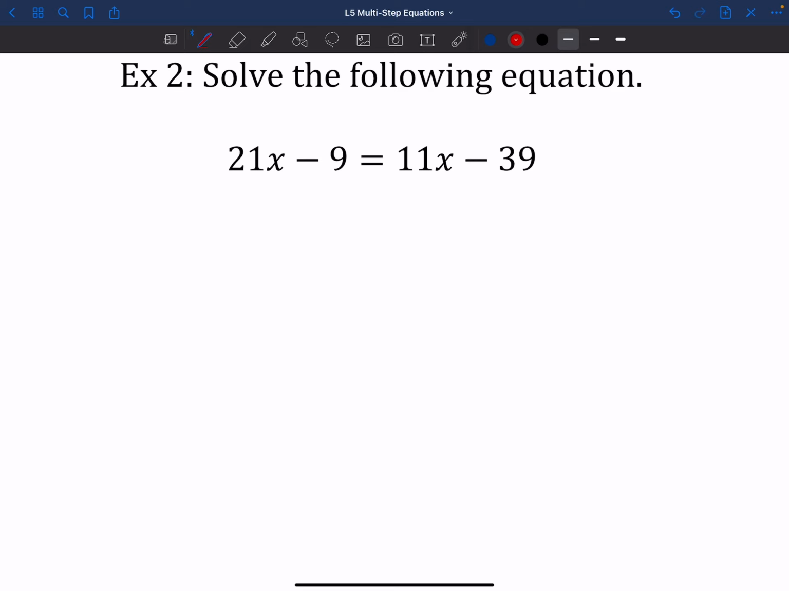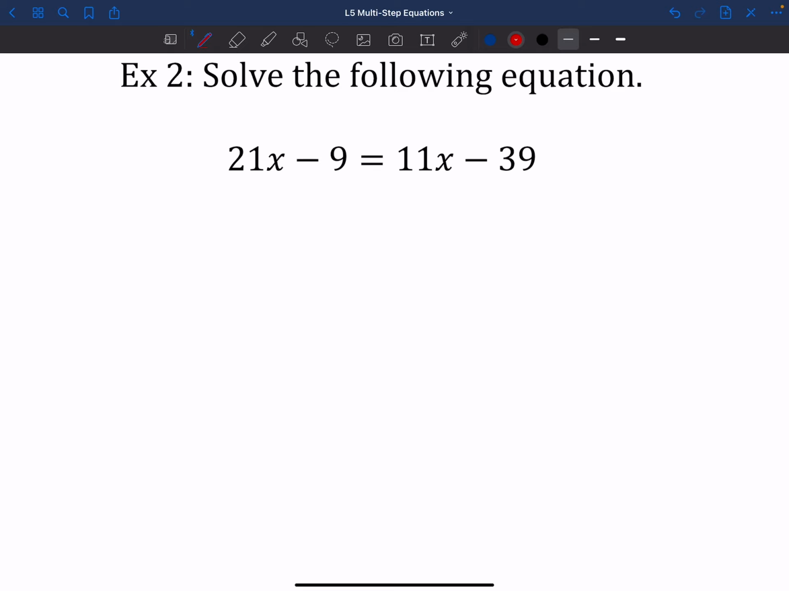I don't have any fractions, so I can skip common denominator. I don't have any parentheses, so I can skip distribution. I don't have any like terms on the same side, so I can skip combining like terms. I'm already on to moving around my variables here. So what I'm going to do is I'm going to move, let's say that 11x over to the left.